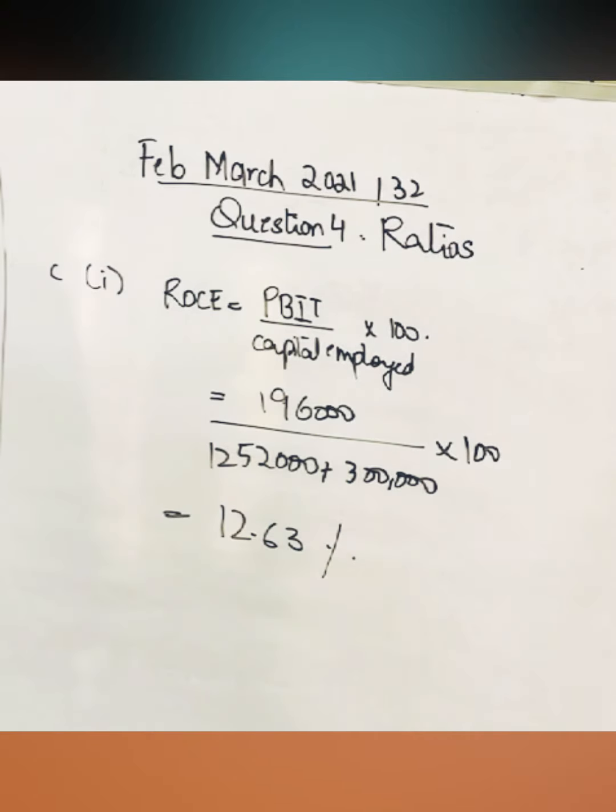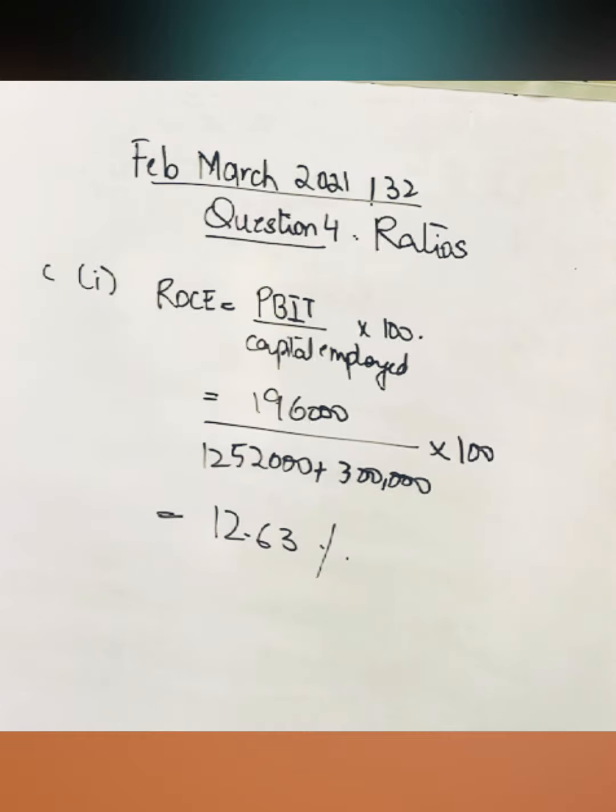12.63%. So do you get it? It is 12.36% is the profit that you yield on the capital employed in the business. So the higher the ROCE, the better for the business. Because if the ROCE is higher, it means that you are utilizing the capital more efficiently. So in questions where you require the explanation of the ratios, that will help you out.